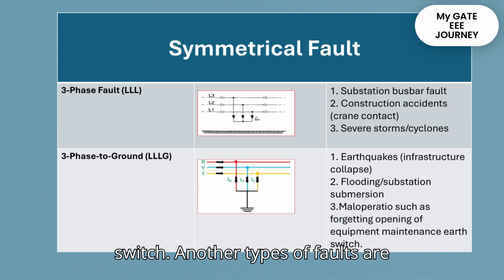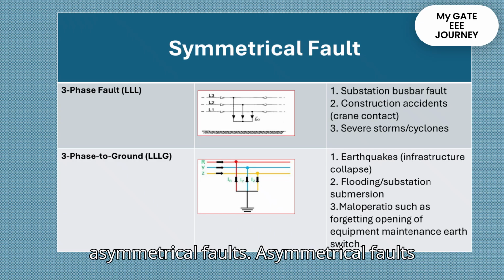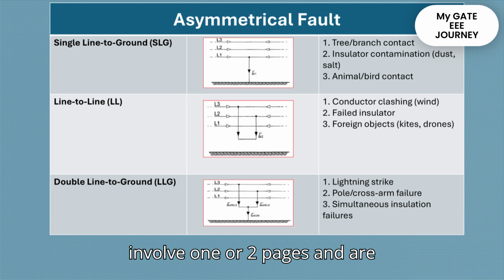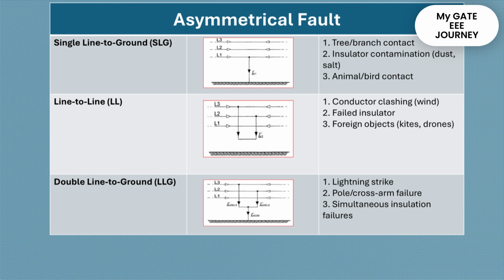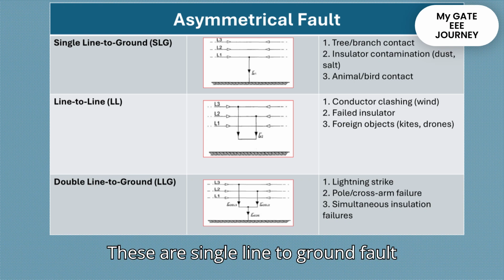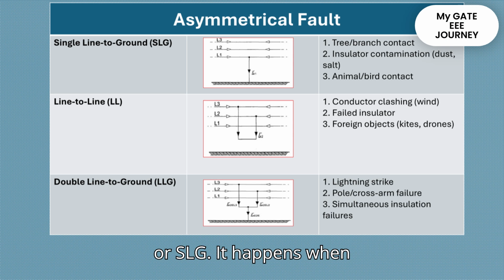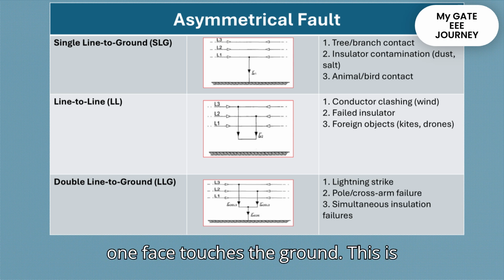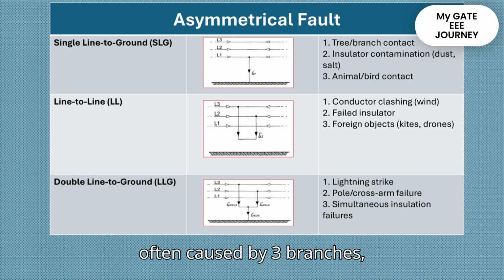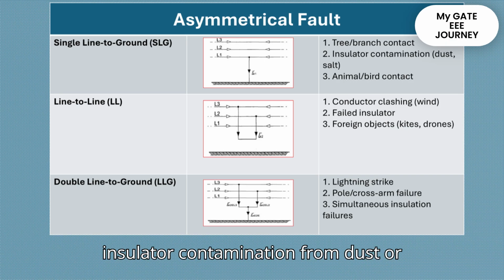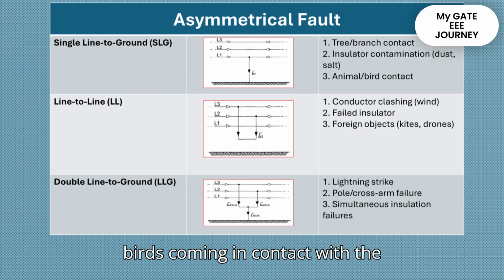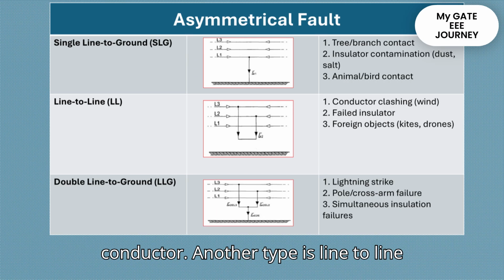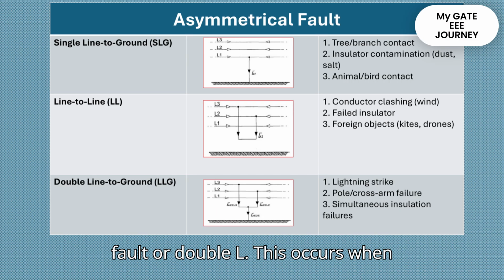Another type of faults are asymmetrical faults. Asymmetrical faults involve one or two phases and are more common than symmetrical faults. These are single line to ground fault or SLG. It happens when one phase touches the ground. This is often caused by tree branches, insulator contamination from dust or salt, or animals and birds coming in contact with the conductor.